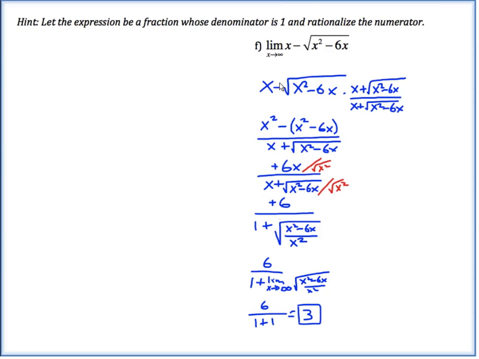Alright, welcome back. So you should have multiplied here by your conjugate. And then when you divide by x, you actually divide by the square root of x squared. And you keep it positive because we're going to infinity. When you substitute that in, you can see that this part right here would be the square root of 1 minus 6 over x. This part would go to 0, and the square root of 1 is 1. And so this becomes 6 over 1 plus 1, and 6 over 2 is 3.